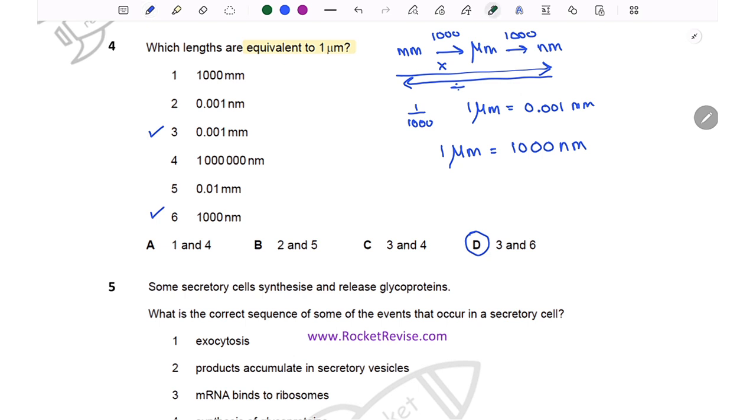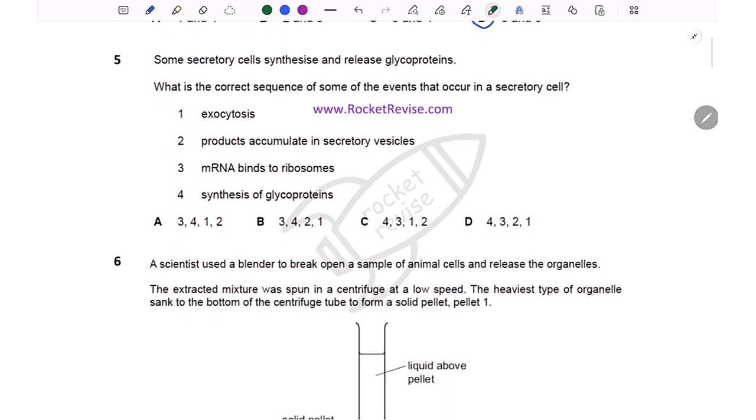Next question is question number 5. Some secretory cells synthesize and release glycoprotein. What is the correct sequence of some of the events that occur in a secretory cell? So the first one they've given is exocytosis. Remember, this is going to be the last one because it's moving out of the cell. That's the last step. It moves out of the cell. So, 1 has to be in the end. So we're just going to get rid of every other option that doesn't have 1 at the end. So it's either B or D now.